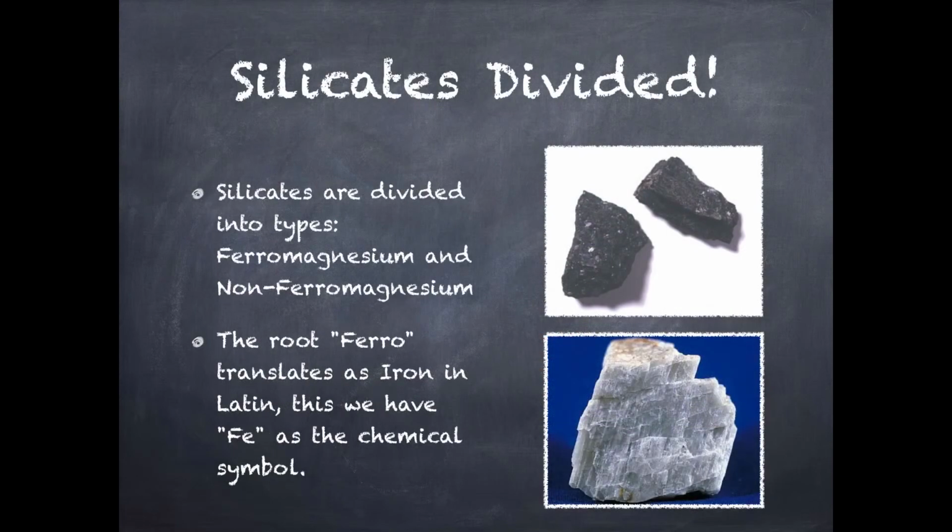Okay, silicates divided. Silicates are divided into 2 groups, ferromagnesium and non-ferromagnesium. The root ferro translates as iron in Latin. This is why we have Fe as a chemical symbol for iron. So looking at this, the ones on top, black, are going to be very metallic. Those are going to be examples of ferromagnesium minerals. The one on the bottom, where it's light, is going to be an example of a non-ferromagnesium mineral.